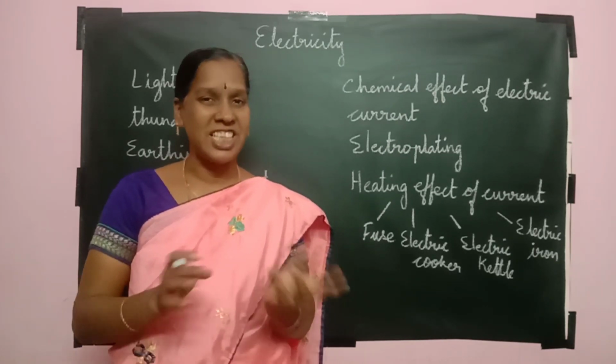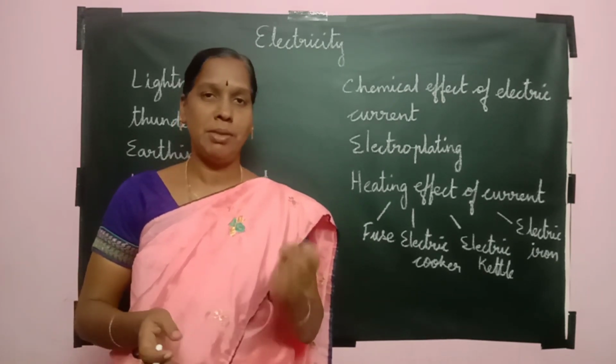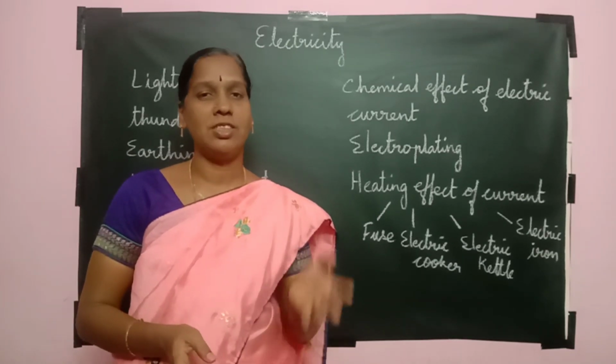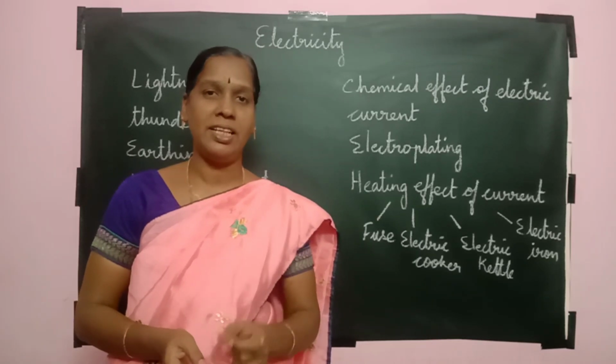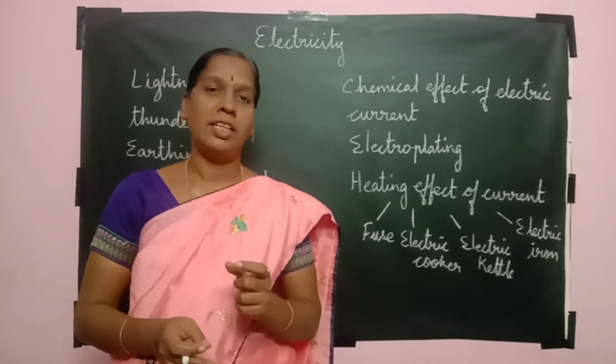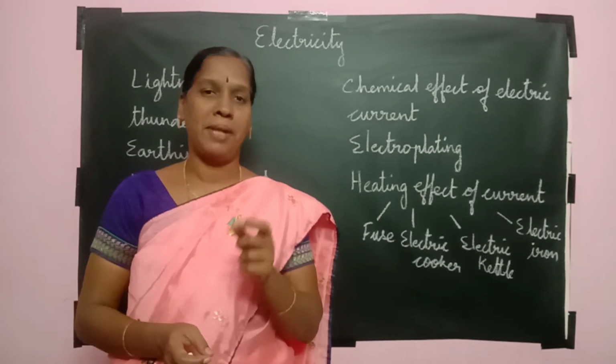Now we are going to see charging and discharging. What do you mean by charging? Transfer of charge from one object to another is said to be charging. For example, in the case of the gold leaves, they get charged by means of the brass rod.